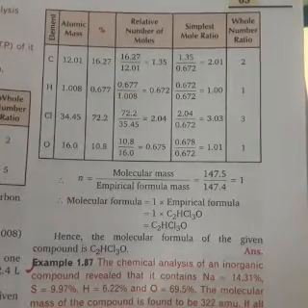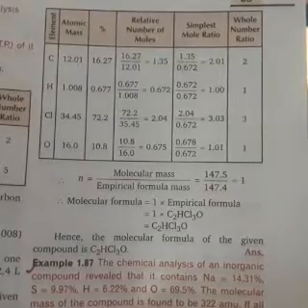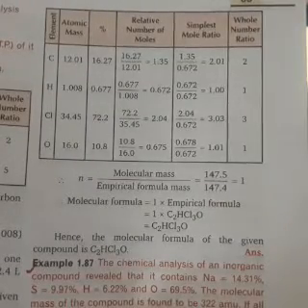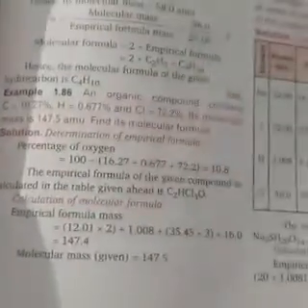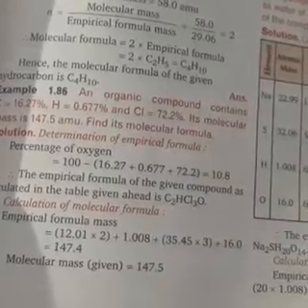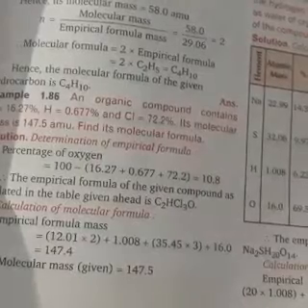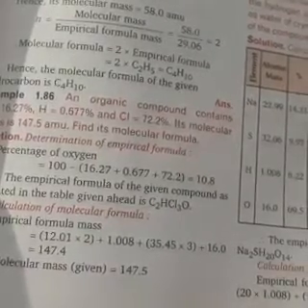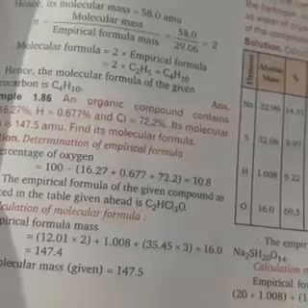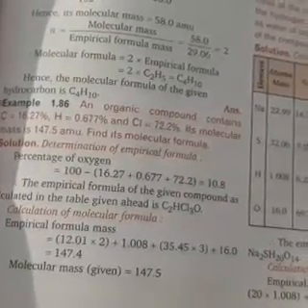So the formula is C2H1Cl3O. Now you can easily calculate the empirical formula mass. Carbon 12 into 2, H 1 only 1, Cl3, we take 35.5 into 3, and O only 16 into 1, or 16. So the empirical formula mass is 147.4.